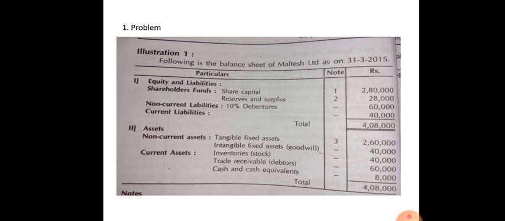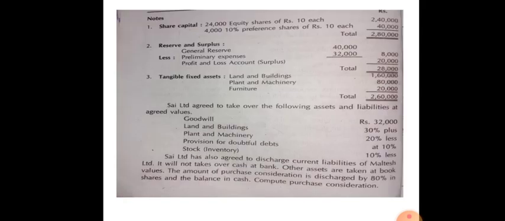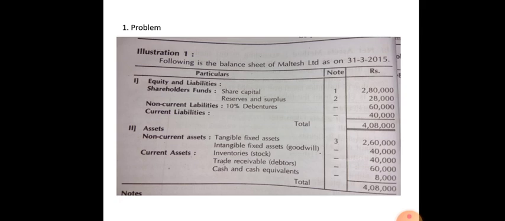A note is given. It means how this 2,80,000 is bifurcated is given in the note. In the next slide, see note number one: 24,000 equity shares of rupees 10 each, it is rupees 2,40,000, and 4,000 10% preference shares of rupees 10 each, rupees 40,000. The total is 2,80,000, which is in this balance sheet.